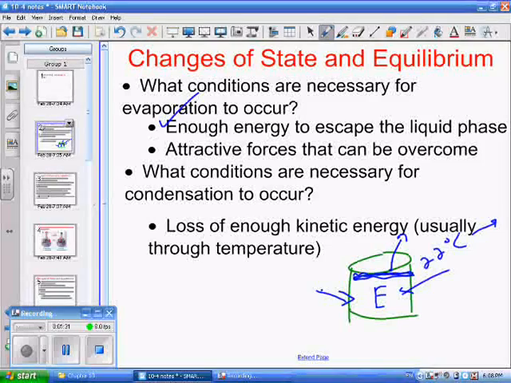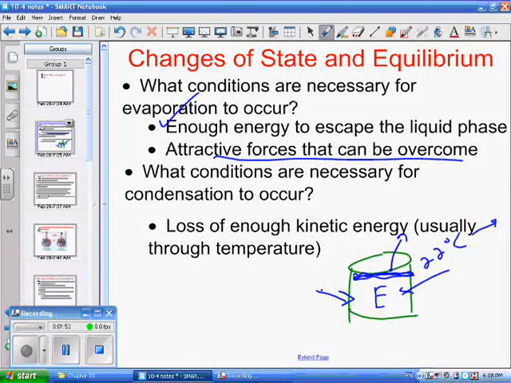The second thing is attractive forces for the water. One water molecule is going to attract another through something called hydrogen bonding, which I believe we studied in chapter 5 or 6. With hydrogen bonding, water attracts another water molecule, so those attractive forces have to be overcome. Then, once those two things happen, the evaporation can occur.